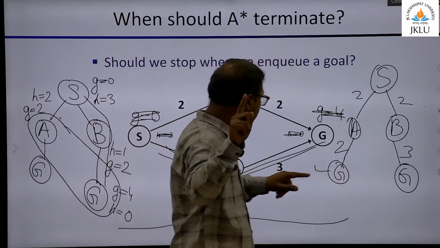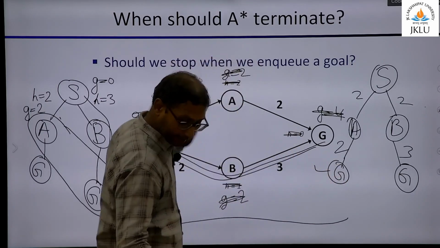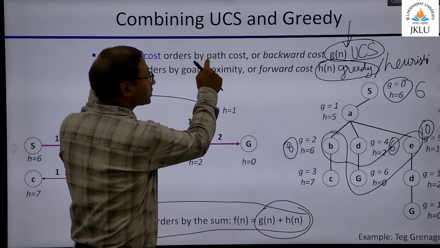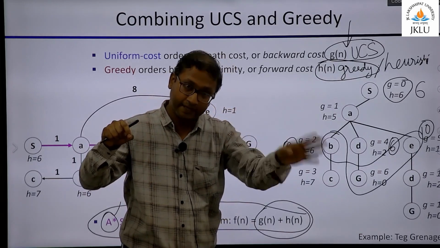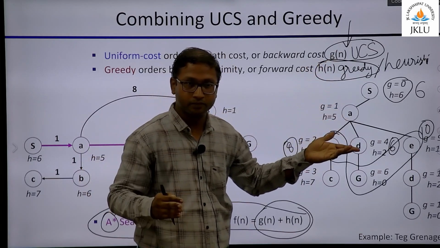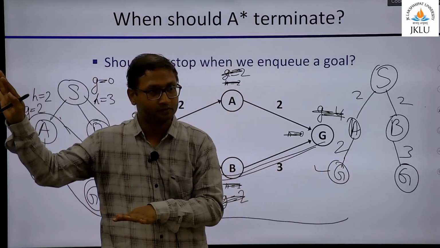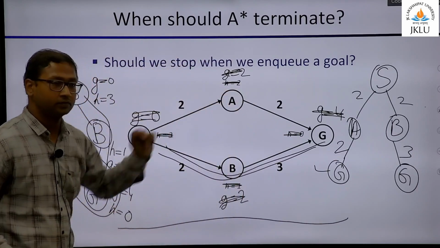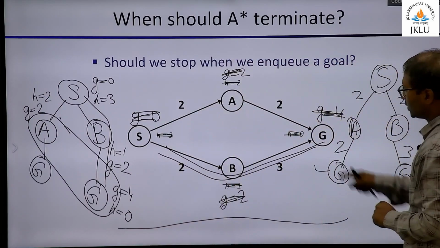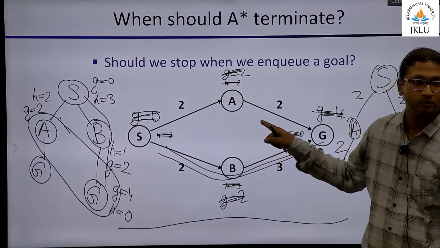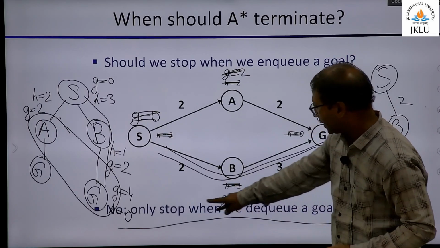So what is the UCS cost for this G? 4. Right? And what is my g(n)? UCS cost for node n, G. So the UCS cost for G is 4 or 5? 4. So we use 4. This one you tell me. In this case, let me remove this.